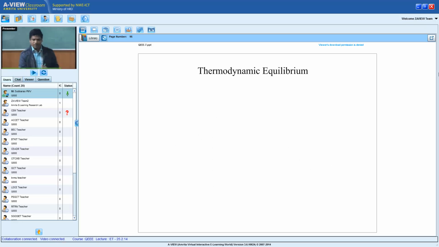An application which... so finally there is what is called a thermodynamic equilibrium. Are we at the time? Okay, so I'll just say this particular point and then go to the next topic.